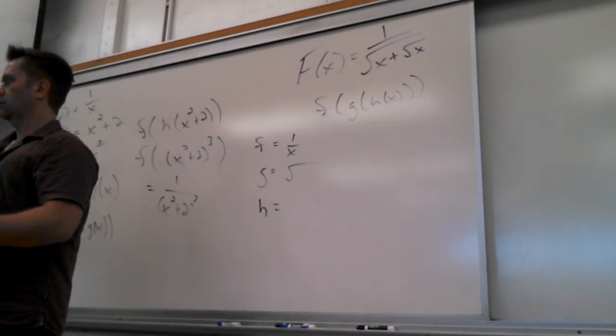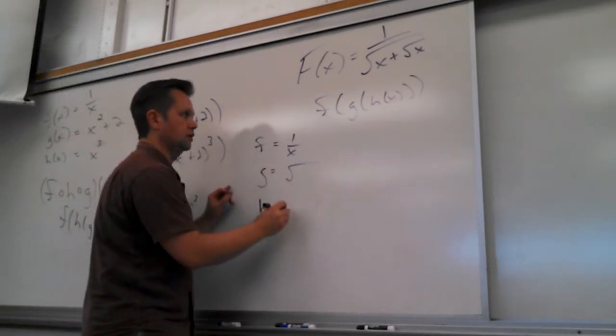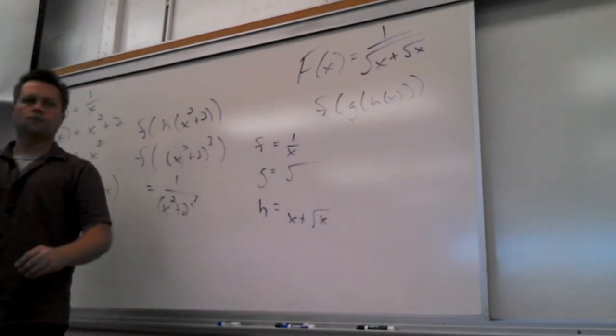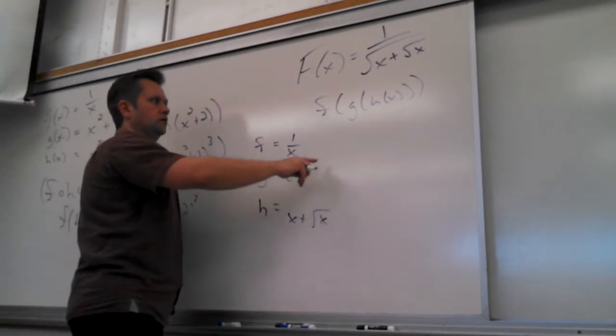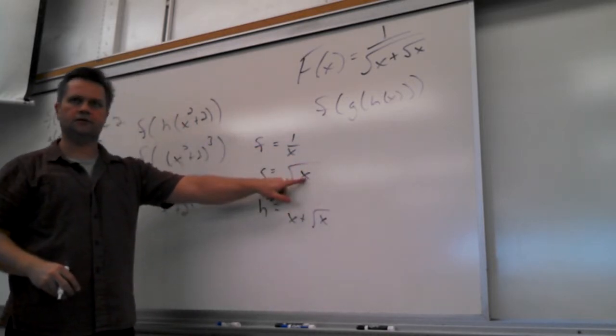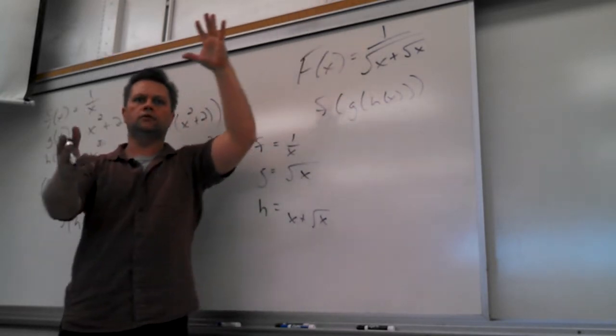x plus square root of x. Okay, that'll work. x plus the square root of x. Sorry, that just wasn't what I was thinking, but that'll work too. And then what's the g got to be? I love it. So if you plug this into this, you'll get that. And if you plug this into this, you'll end up with 1 over that.